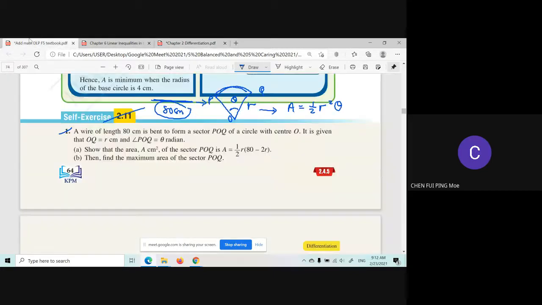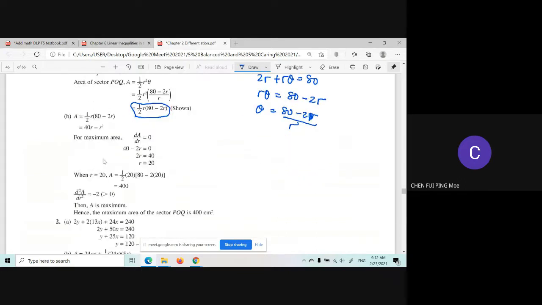For part B, find the maximum area of the sector. Now they talk about maximum area. Every time you see maximum or minimum, remember to use the first derivative equals 0. When you see turning point, maximum, minimum, or stationary point, you need to use this concept. So A in terms of r we already have, so straight away use it. Expand, getting this equation. So dA/dr, let it equal 0.